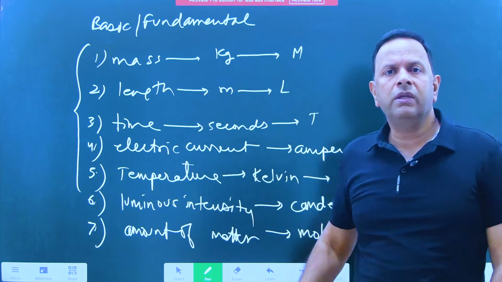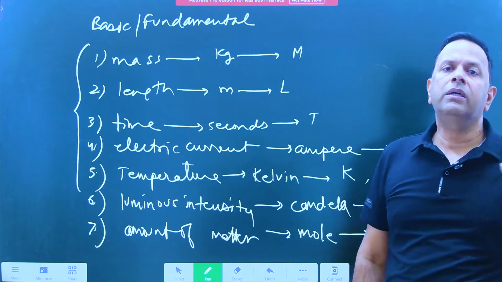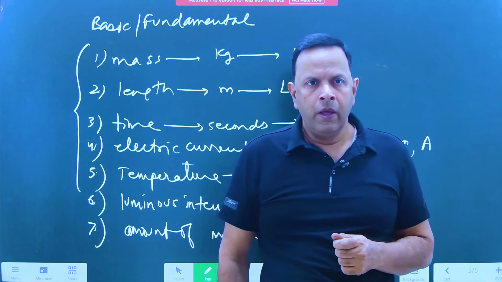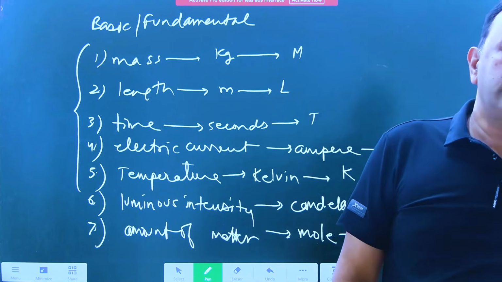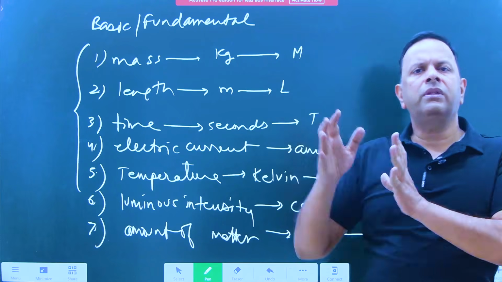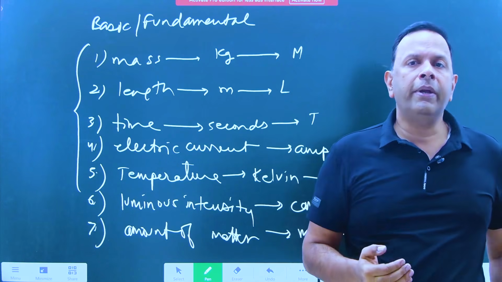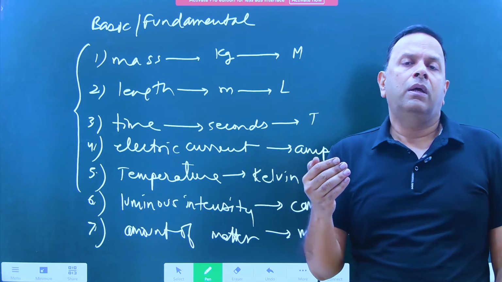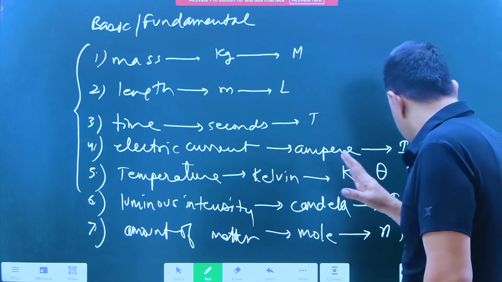These are those physical quantities which do not depend on any other physical quantity for their existence or for their definition. I'll tell you what luminous intensity is. Firstly, let's understand this. These 7 things are called fundamental because they do not depend on any other physical quantity for their existence, definition, expression, whatever you call.